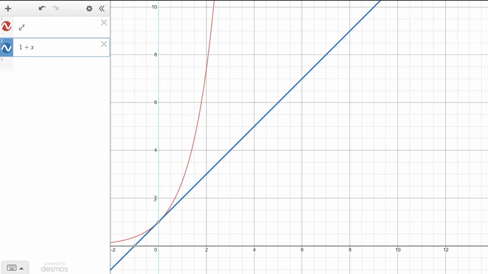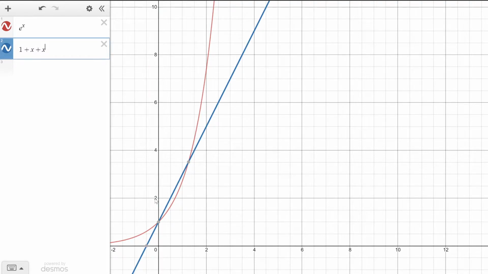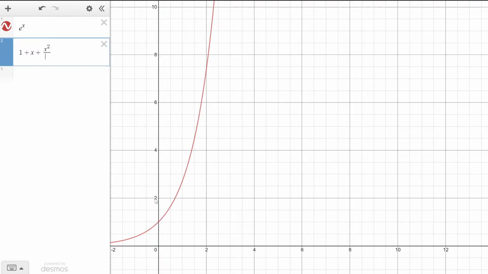So what happens when we add the second term? We know that that term is x squared divided by 2 factorial. Starting to get better, as we can see. We're starting to get more of that curvature, except when x gets large, it starts to deviate a lot. So let's try another term.